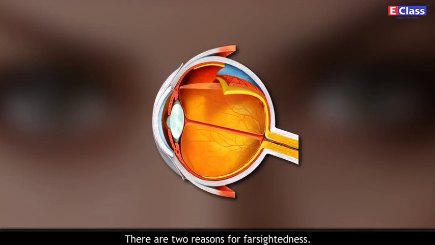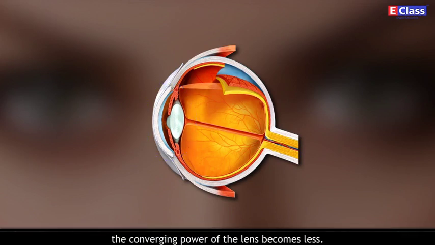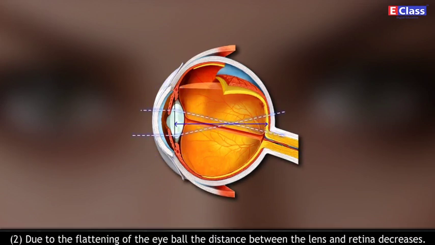There are 2 reasons for farsightedness. 1. Curvature of the cornea and the eye lens decreases so that the converging power of the lens becomes less. 2. Due to the flattening of the eyeball, the distance between the lens and the retina decreases.